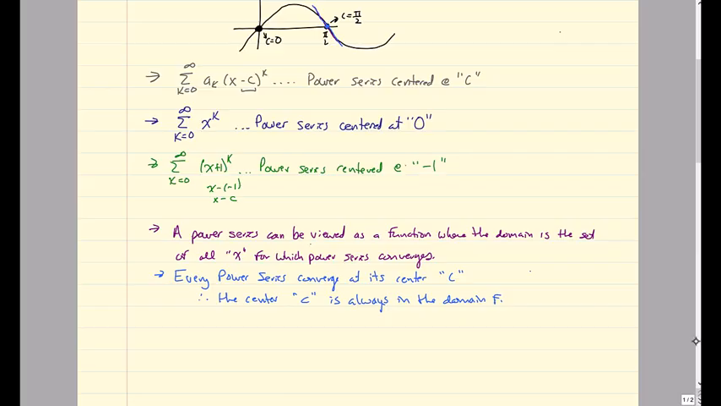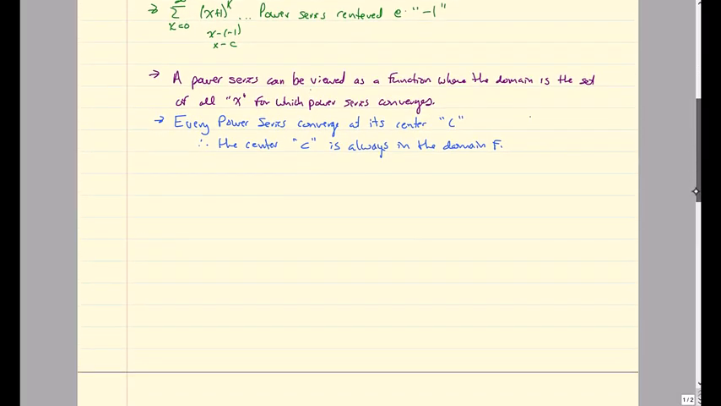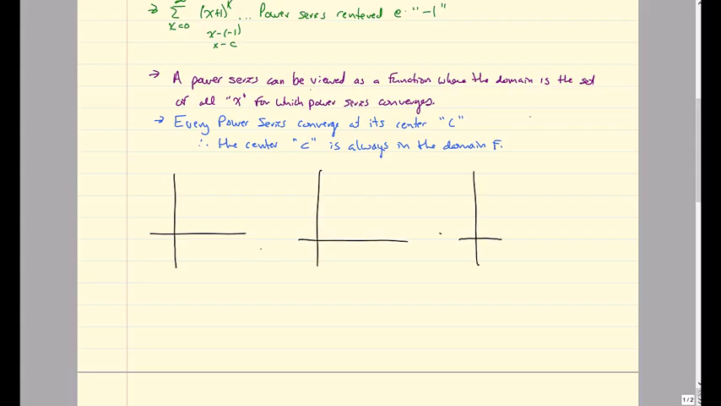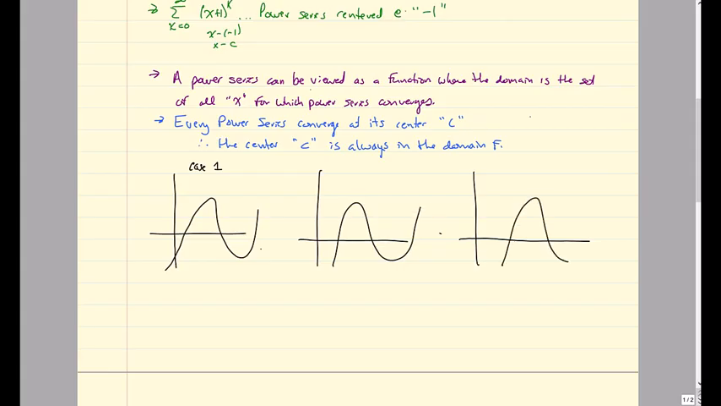So let's see what this looks like graphically. We could have some sort of a curve. We'll have three cases here. So we could have case 1, case 2, and case 3. At case 1, let's say we have some sort of a graph, and we can use the same graph for each one of these. So case 2 and case 3 will use the same graph.